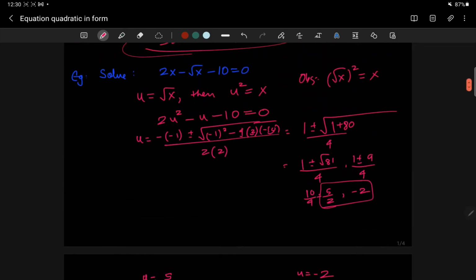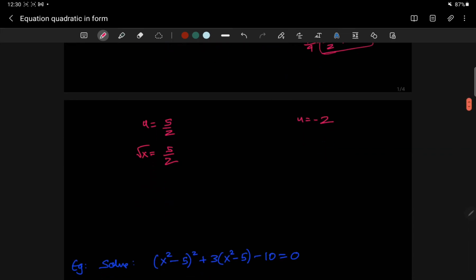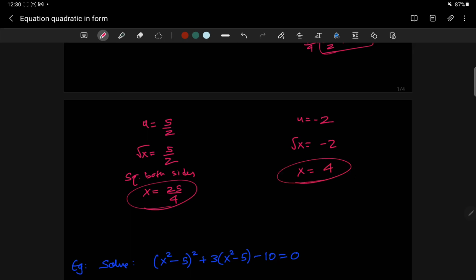But what is u in our substitution? In our substitution, u is square root of x. Now, if square root of x is 5 over 2, then to find x, I have to square both sides. When I square both sides, it becomes x equals 25 over 4. And if square root of x is negative 2, squaring both sides gives me x equals 4. So in this case, there are two candidate solutions, x equals 4 and x equals 25 over 4.